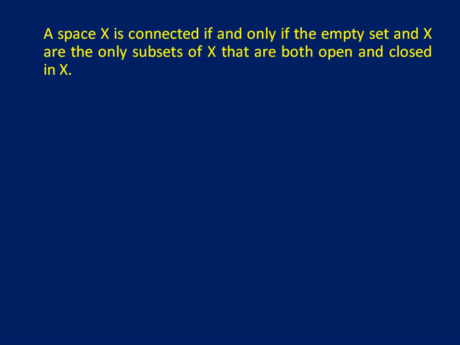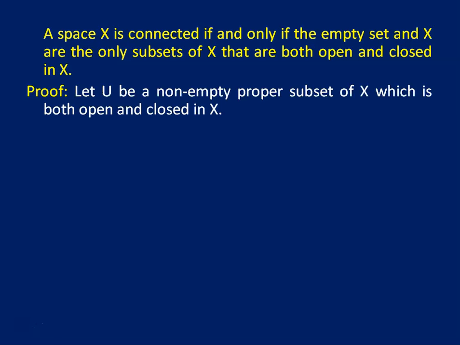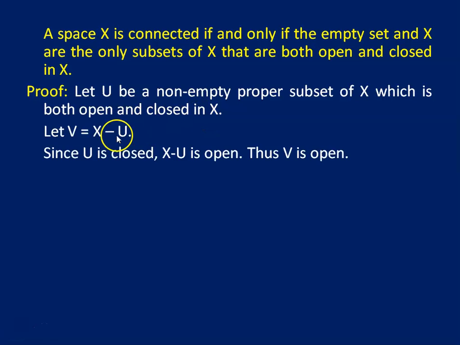A space X is connected if and only if the empty set and the whole space are the only subsets of X that are both open and closed in X. Let us prove this. Let U be a non-empty proper subset of X, which is both open and closed in X. Let V be equal to the complement of U. Since U is closed in X, the complement of U is open in X. So our V is open.